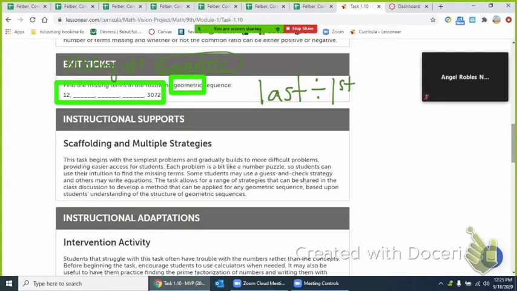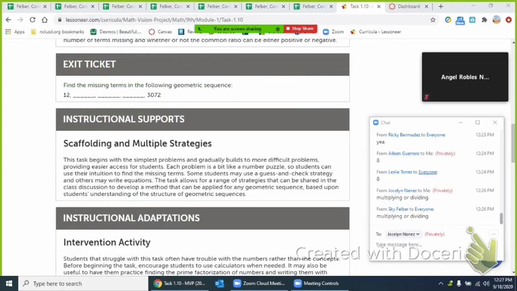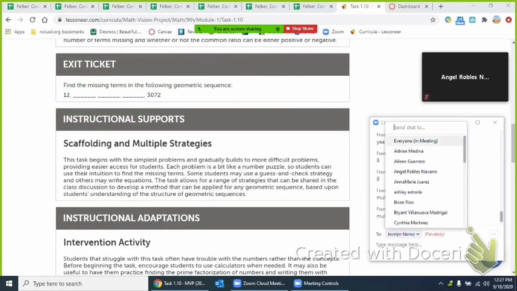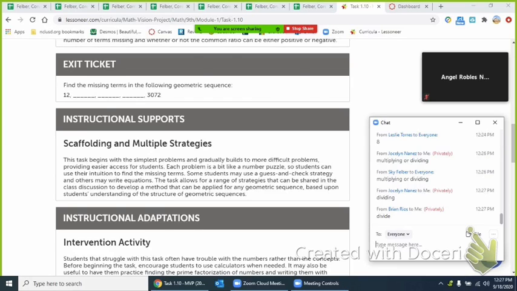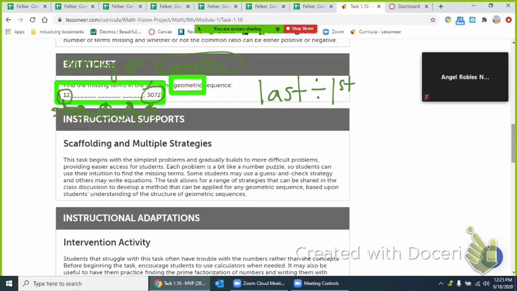If it's geometric, that means, and this number's 12, this number's 3072, so we're definitely multiplying by something, right? We're multiplying every time. So if we want to go backwards to figure out what we're multiplying by, what's the opposite of multiplying? Dividing. Yeah, the opposite of multiplying is dividing. So that's why we start by dividing instead of subtracting.